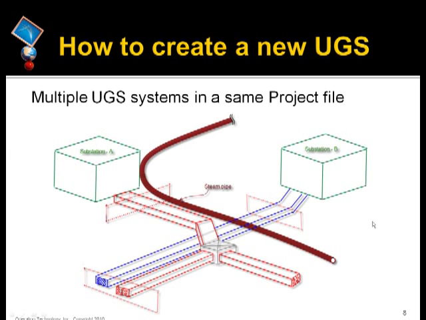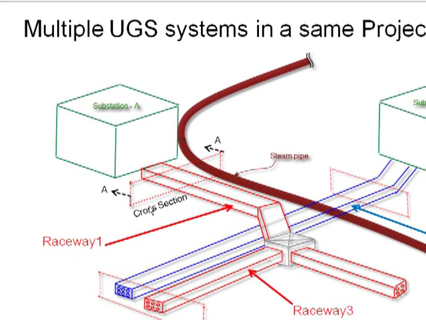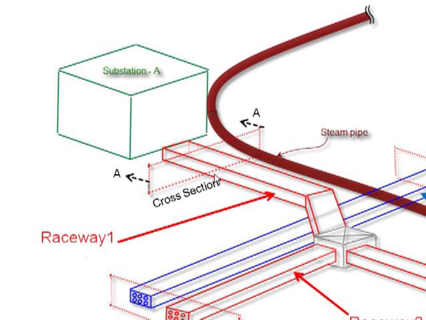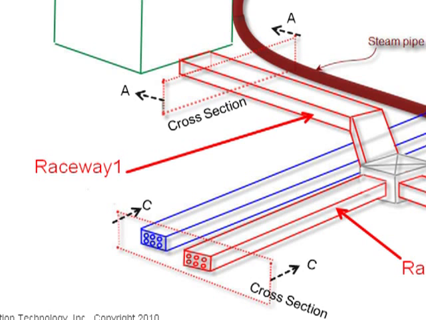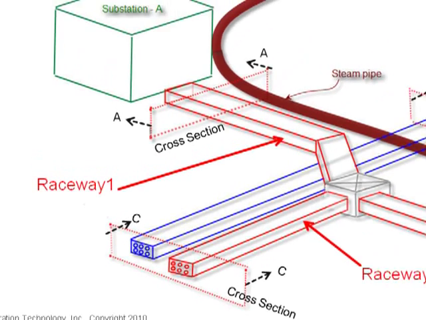In this tutorial, you will see how you can model the duct bank as an underground raceway system. As an example, you have a substation A, substation B, and there is a raceway number 1 running outside substation A, and raceway number 2 getting to substation B. And there is a raceway number 3 connecting to raceway number 1 through this manhole. And then you want to show the cross section AA, which covers the duct bank raceway number 1 and the steam pipe. And there is another cross section to cover raceway number 2, and cross section CC to have raceway number 3 and 2 together.